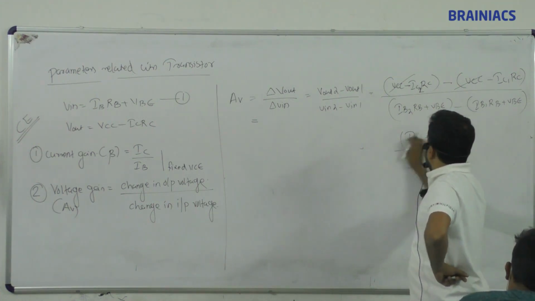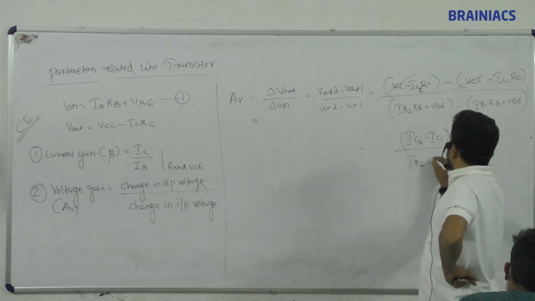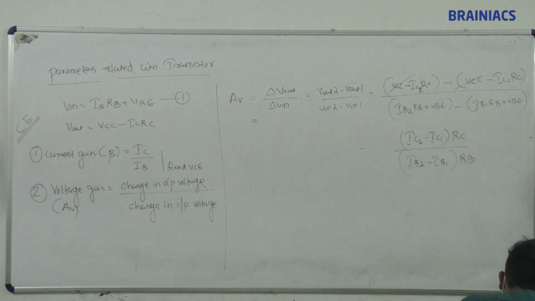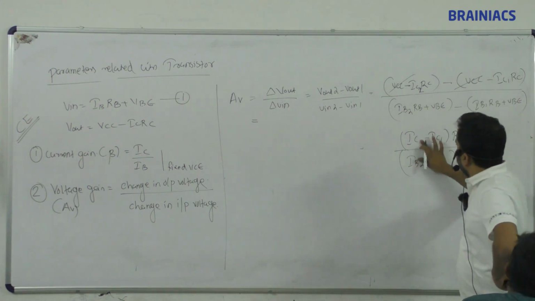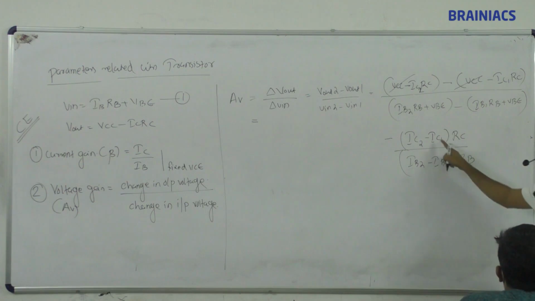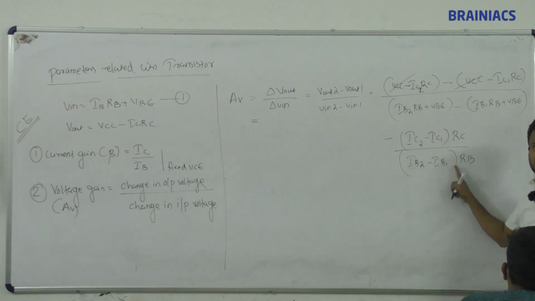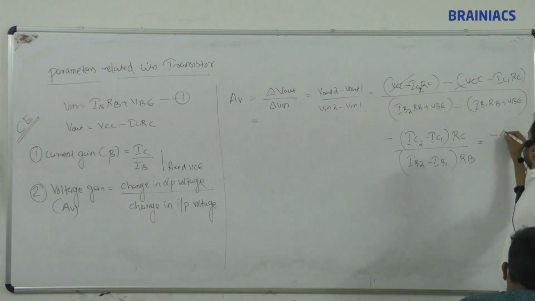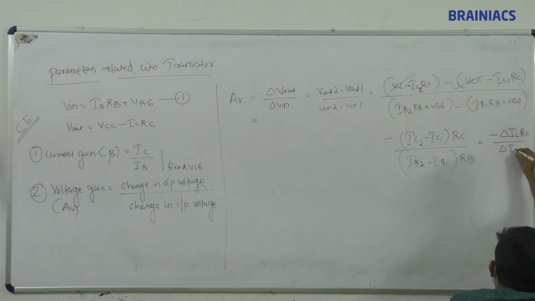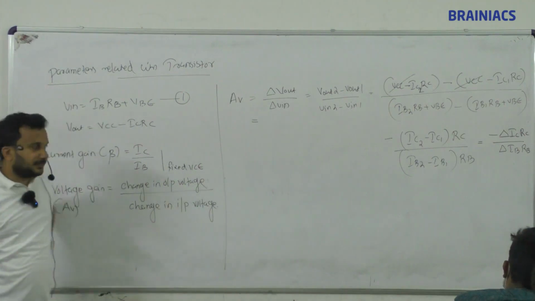IB2 minus IB1 into RB. Okay, sorry: here with IC1 as the first term, if I put it as IC2, then an extra minus sign will be here. So IC2 minus IC1 times RC, divided by IB2 minus IB1 times RB. What is this? This I can write as delta IC times RC, whole divided by delta IB times RB. Correct?